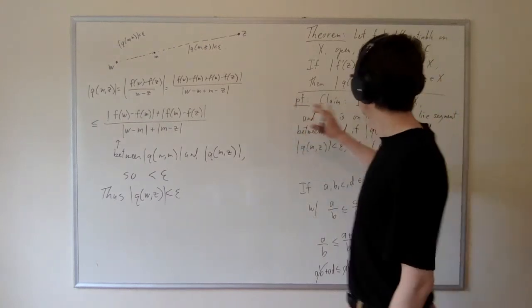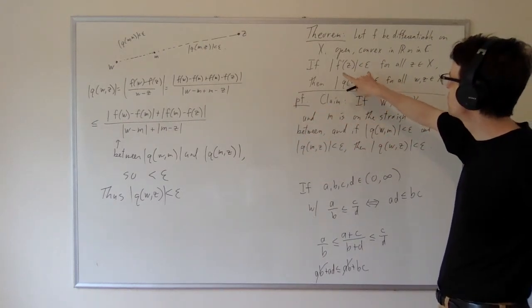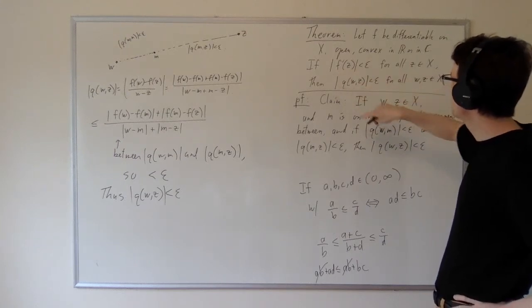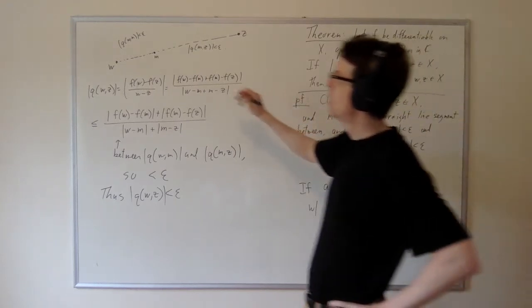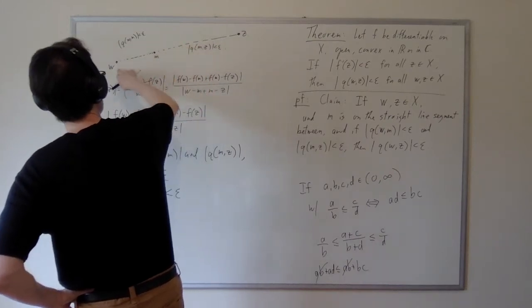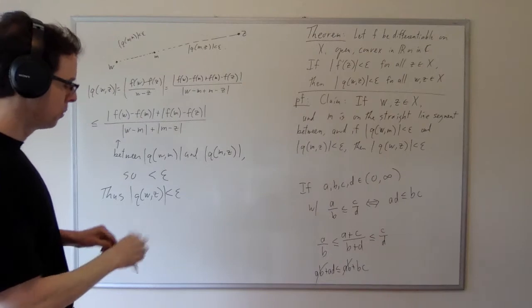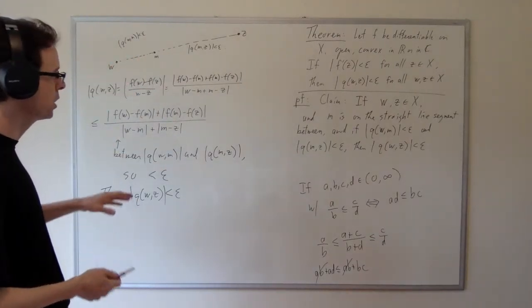So this doesn't prove the theorem. What we're trying to do is show that if the derivatives are always less than epsilon, then the difference quotients are always less than epsilon. And this shows us that if the difference quotients along a line are less than epsilon for step 1 and less than epsilon for step 2, then they're less than epsilon for the combined step, which is kind of the conjunction of those two steps.